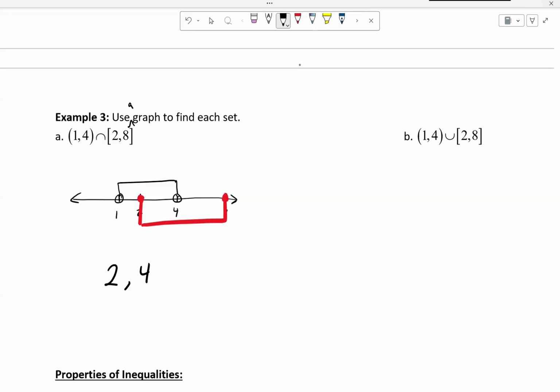So am I going to include the 2? Is 2 included in both sets? Yes, we include it. Is 4 included in both sets? It's not included in one of them, so the intersection is 2 all the way up to 4, but not including 4.